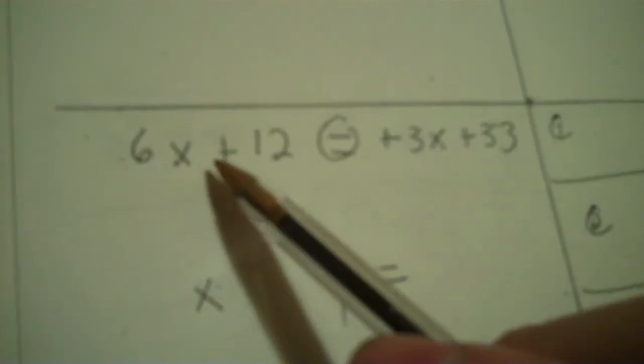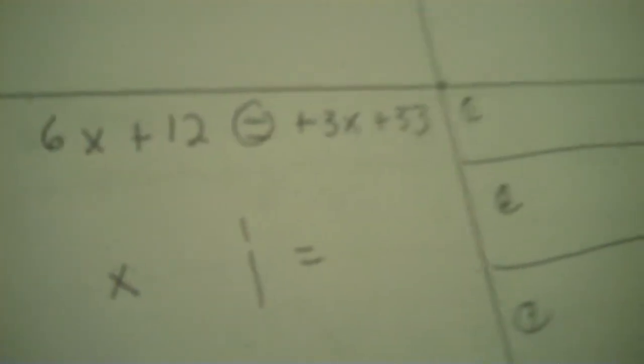Then I divide by my 12. So divide by 12, divide by 12. Then we have x. 36 divided by 12 equals 3. Okay, 6x plus 12 equals positive 3x plus 33.